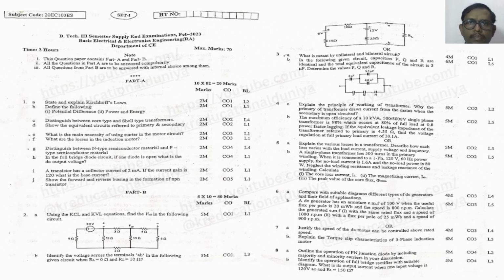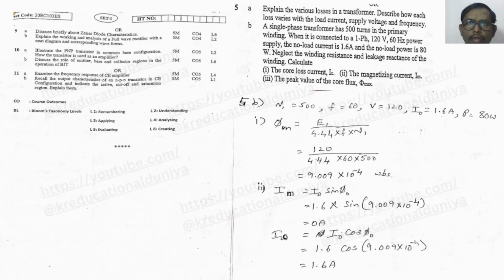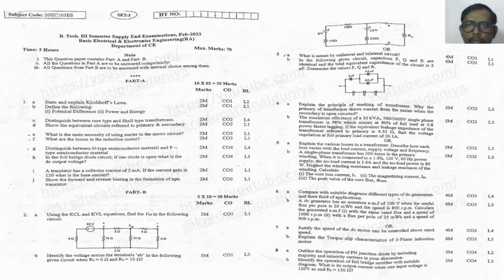So in this previous paper there is one more problem, not only 5B, there is one more problem, that is 4B. In 4B also there is a transformer problem. We will see this transformer problem to find maximum efficiency.